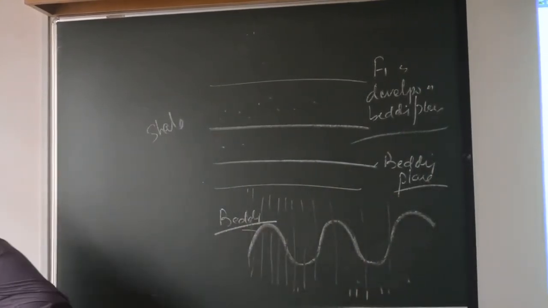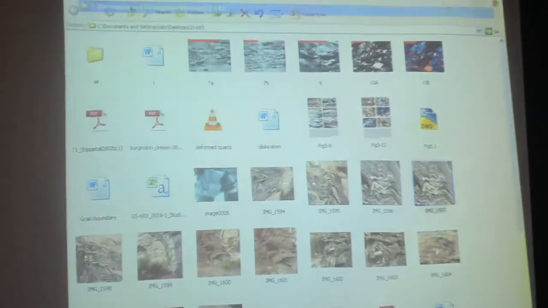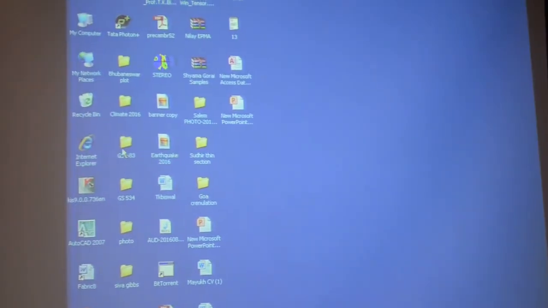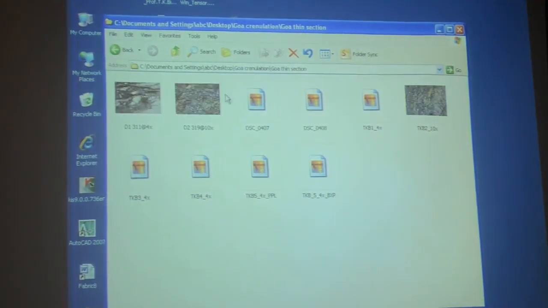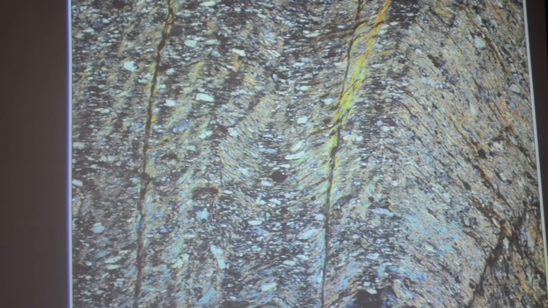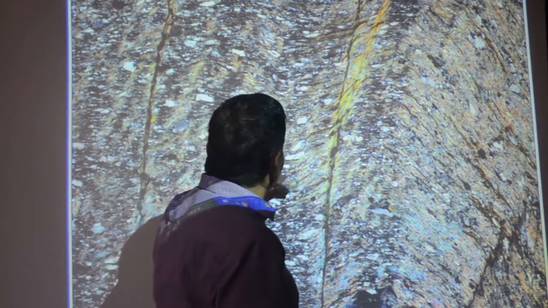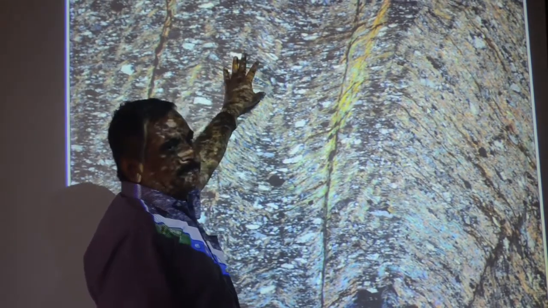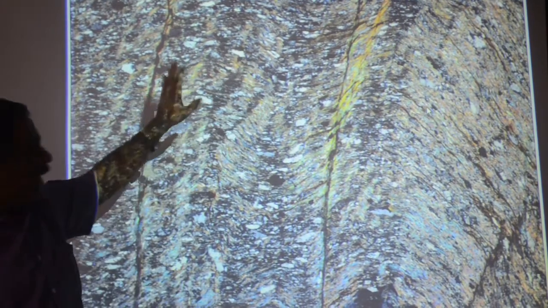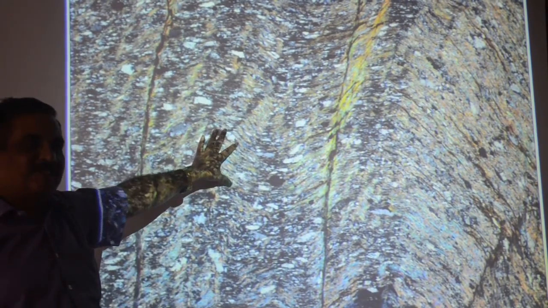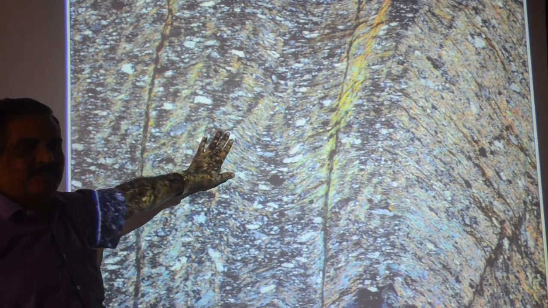Now you see how a granulation looks like, yeah? Again we'll go back to that photograph. You can see the granulations now. So these are the S1 planes. Understood this part now? S1 is folded. So these are F2 folds. So these are granulations.